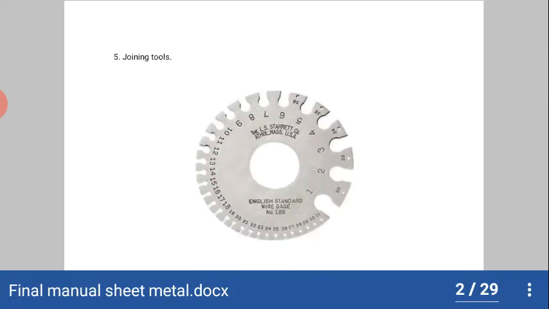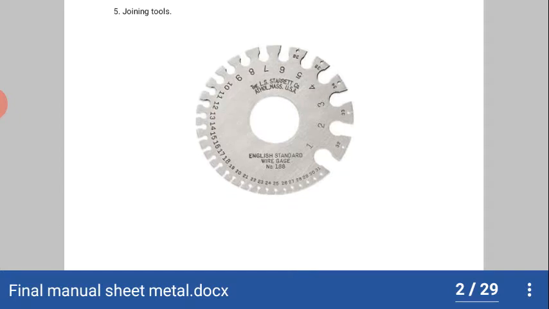Students, so here is the tool which is specially used for sheet metal work. The name of that tool is standard wire gauge. We can check the size of sheet by using that tool. It is called standard wire gauge, SWG. It comprises a number of holes and we just pass the sheet through that hole.